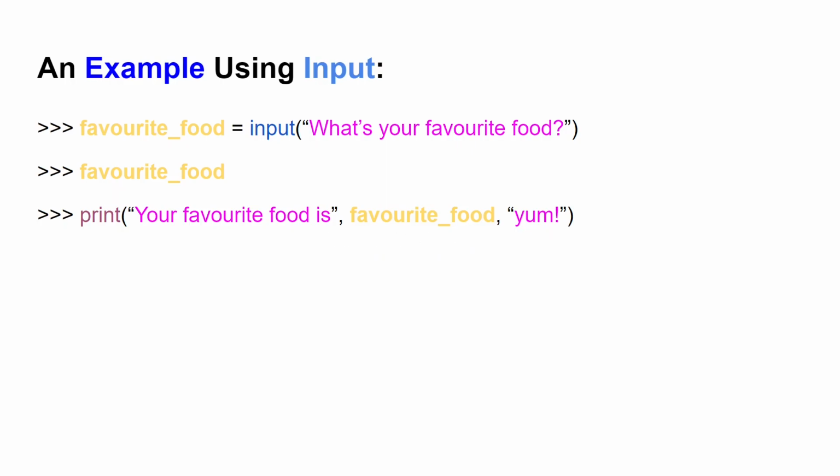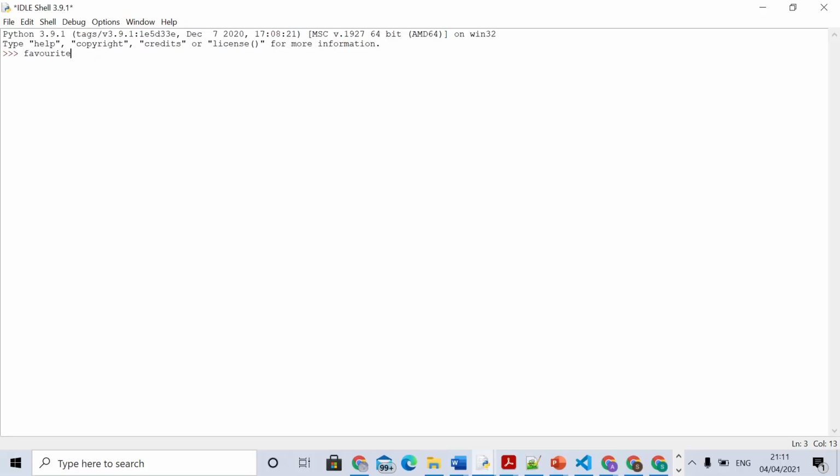We can try this out in the Python shell. So then if I press enter, it will ask us what's your favorite food, and then we can respond to it. Maybe as an example, I can put ice cream. And then we can print out our variable to see if its value is equal to ice cream. And then you should see it's ice cream.